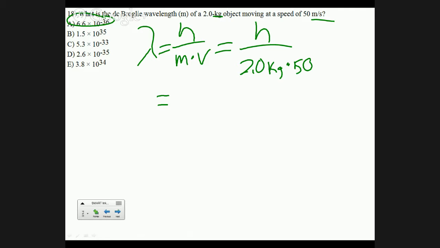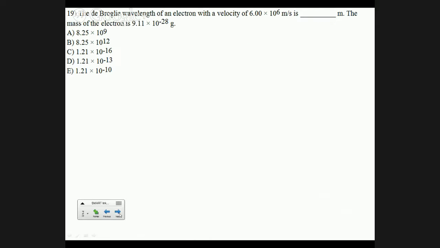That's 18. All right, 19. Last one for this set. The de Broglie wavelength of an electron with a velocity of 6 times 10 to the 6 meters per second is blank meters. The mass of an electron is given right there. So again, we're going to use this formula. Lambda equals H over M times V.